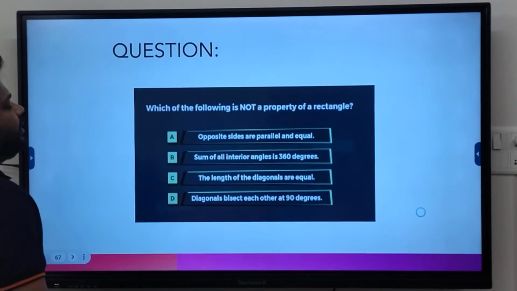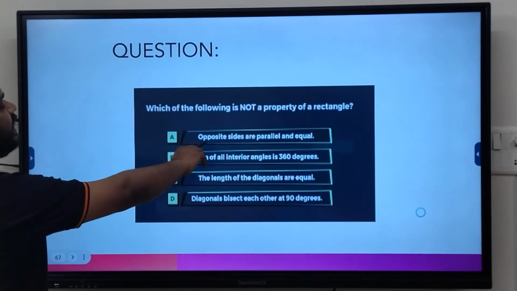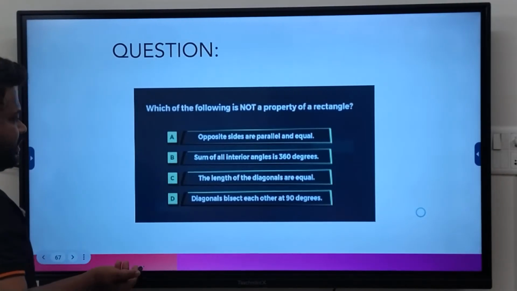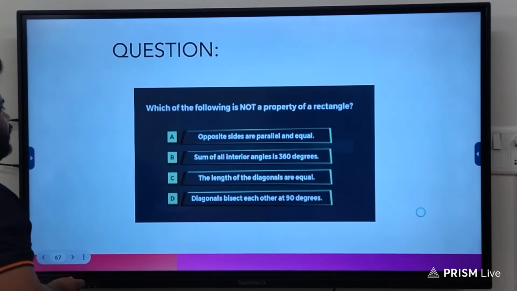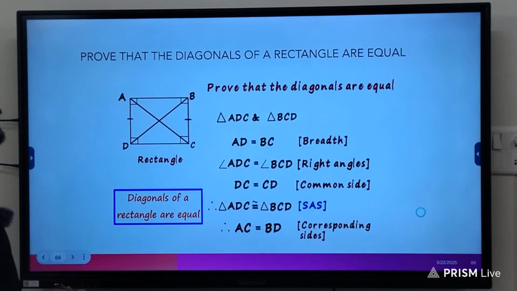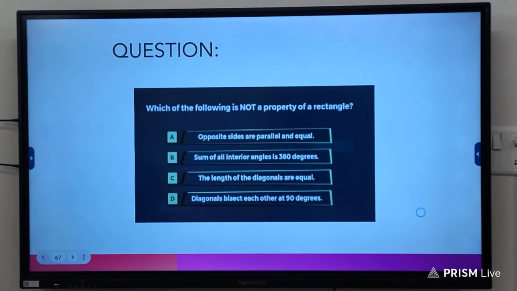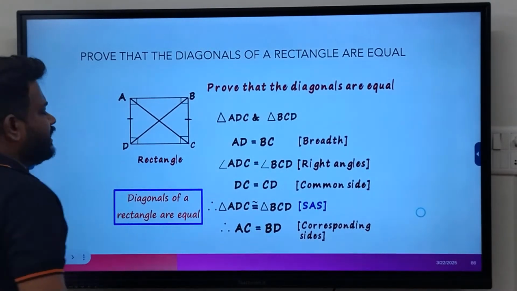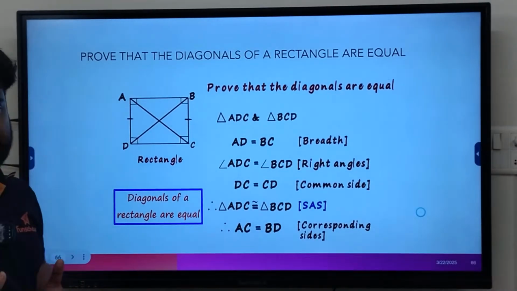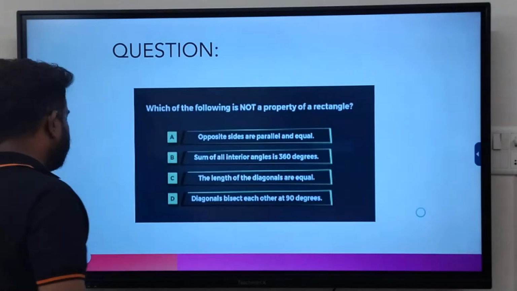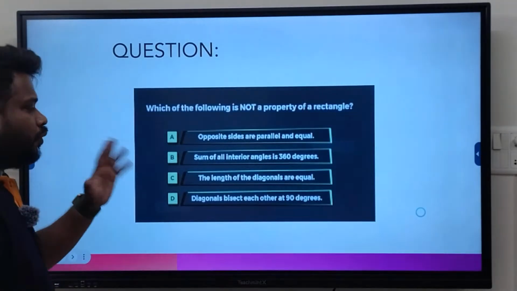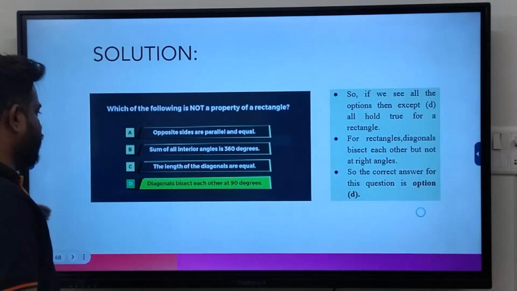So we have already proved that opposite sides are parallel and equal. Sum of interior angles will be 360 degrees. The length of the diagonals are equal, which we have just proved. The last point is diagonals bisect each other at 90 degrees. These won't be equal because they don't bisect each other at 90 degrees, not in every case. So option 4 will be wrong, because they don't follow this rule everywhere.